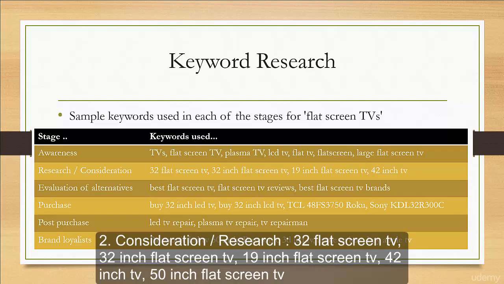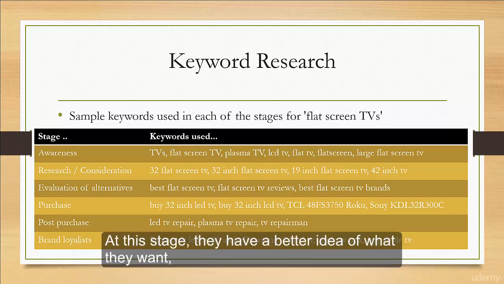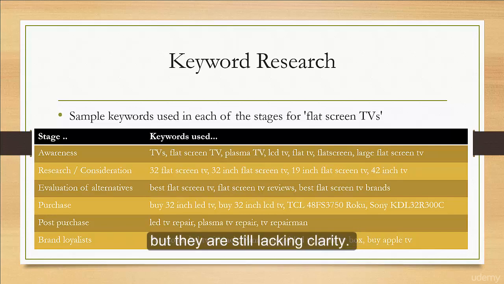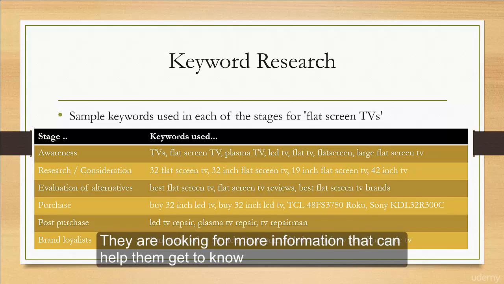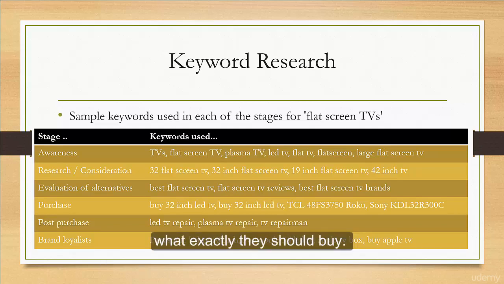Consideration or research: 32 flat screen TV, 32-inch flat screen TV, and so on. At this stage, they have a better idea of what they want, but they are still lacking clarity. They are looking for more information that can help them get to know what exactly they should buy.